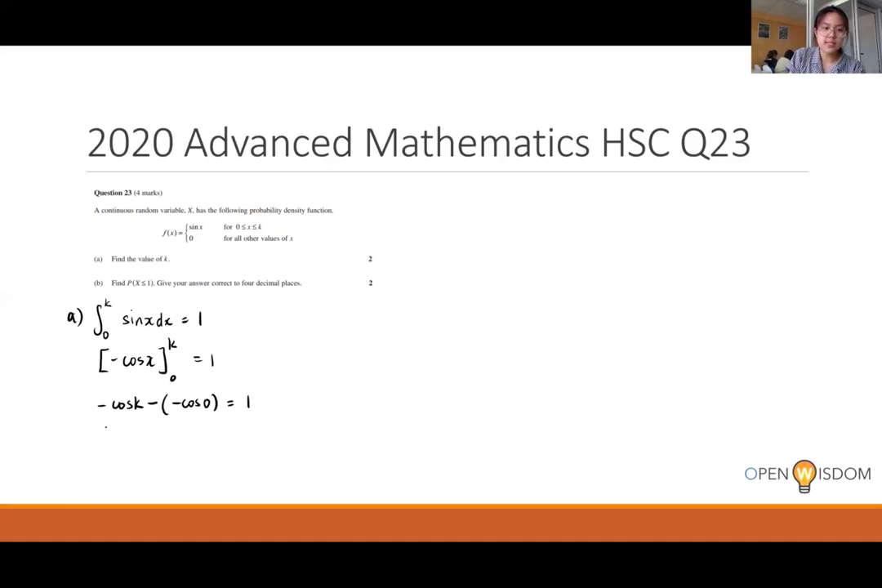Now, just simplifying this down, we have minus cos k plus cos 0 equals 1, because minus minus becomes plus. And then cos 0 is just 1, so minus cos k plus 1 equals 1, which means that cos k is 0. Now solving for this, we have k is equal to pi on 2. So this is our first angle in the first quadrant.